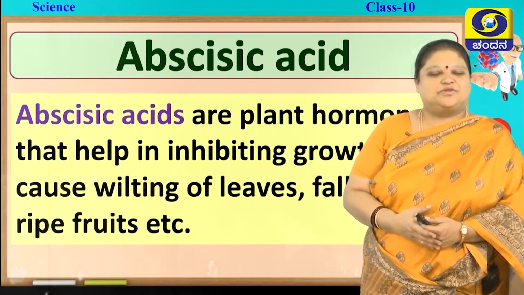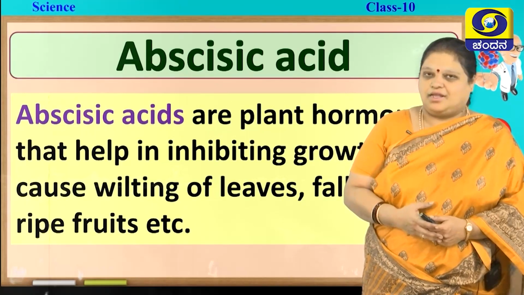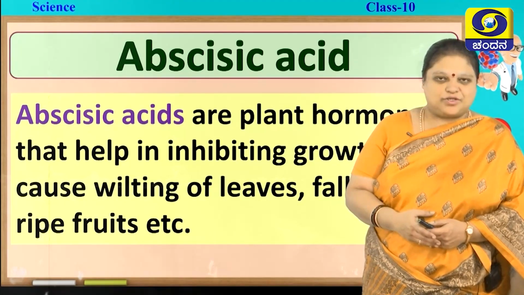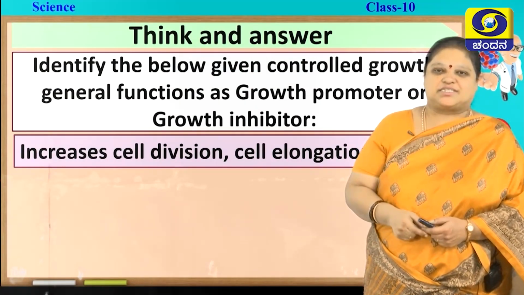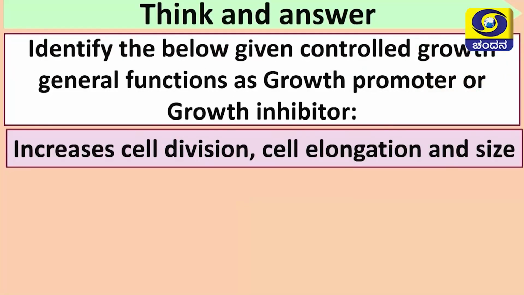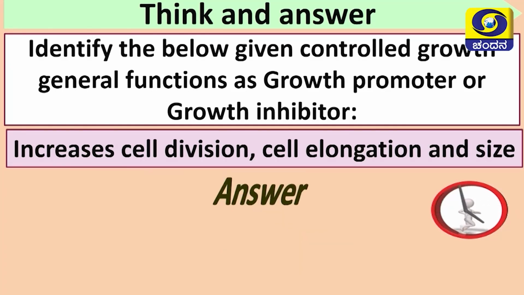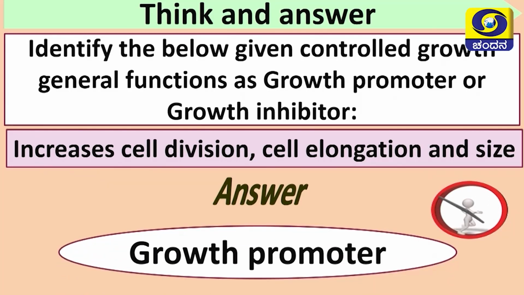So, children, till now you studied about the different types of hormones. Now, I have some questions for you. I want you to think and answer them. Here I am giving you a few situations, some conditions. I want you to tell whether it is a growth promoter or a growth inhibitor. First, it increases cell division, cell elongation and size. Can you guess and tell me the answer? Whether it is a growth promoter or an inhibitor. The answer is, of course, it is a growth promoter.